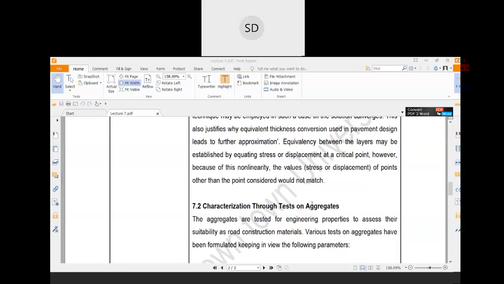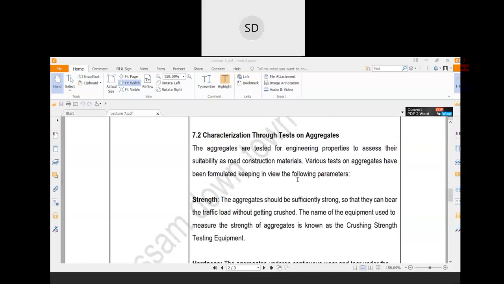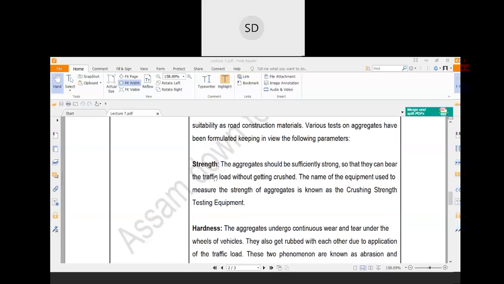Now another type of characterization. So you are characterizing the aggregate using the MR values. Now there are other types of characterization of the aggregate based on different parameters, like their strength, hardness, and toughness. There are other parameters also. Now for strength, the aggregate should be sufficiently strong so that it can bear the traffic load without getting crushed. The test used to measure aggregate strength is known as the crushing strength test, which you have already done in the lab.